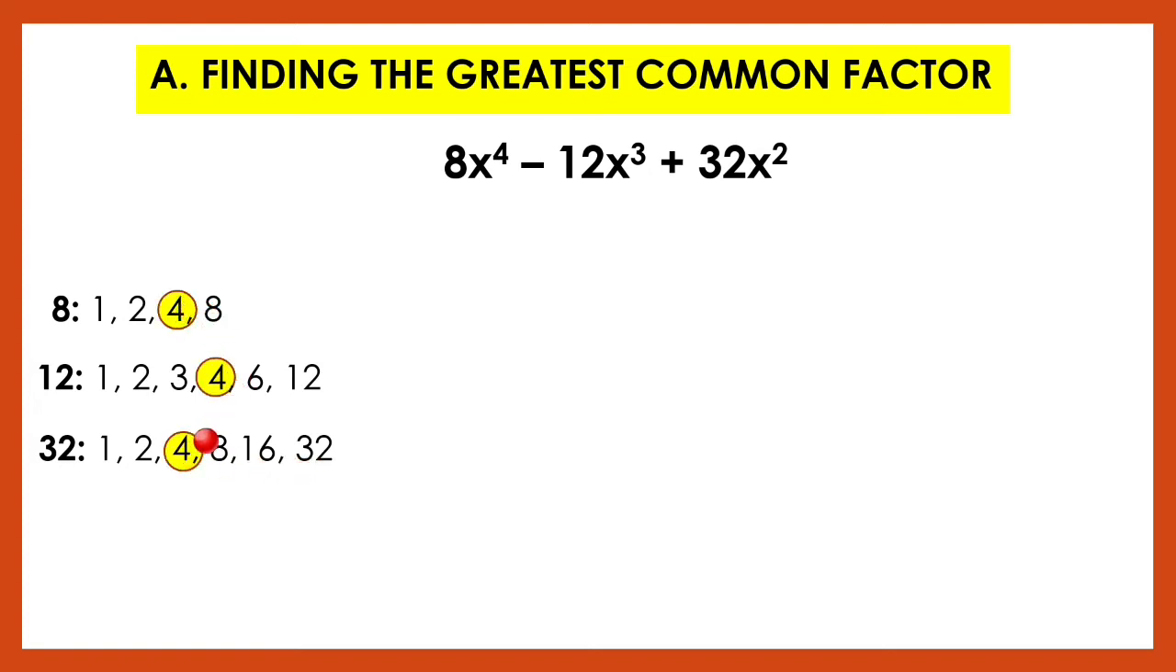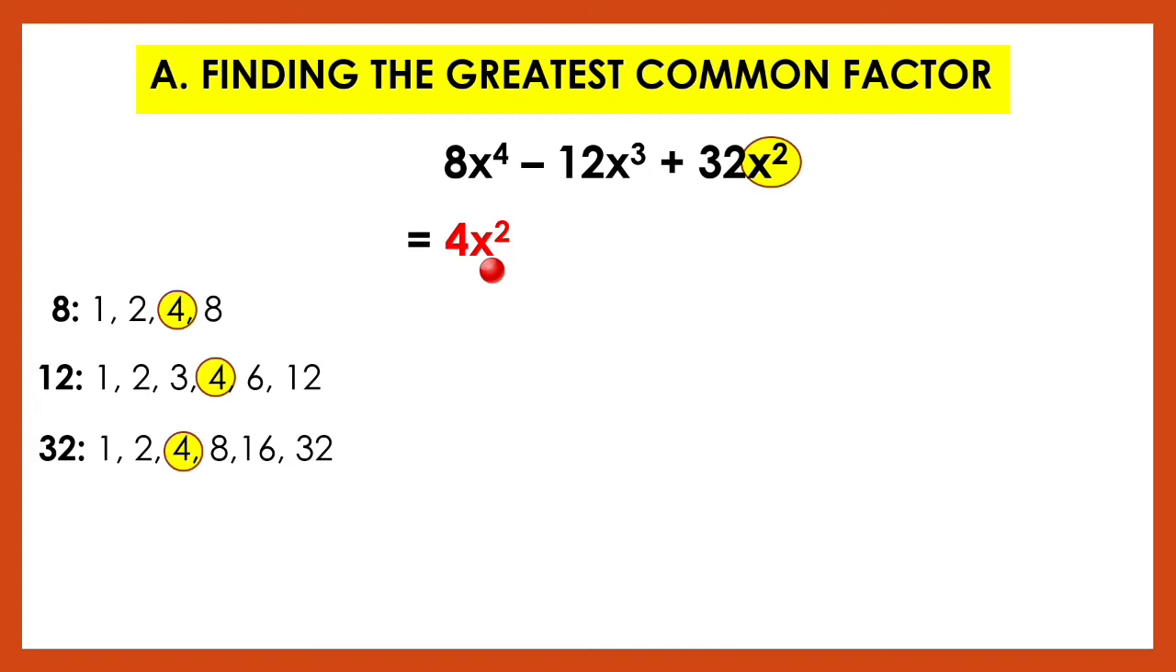So, merong 4 sa bawat number. Ngayon naman, sa variable naman, kukunin natin yung greatest common factor. Meron tayong x to the fourth, x cubed, and x squared. Para sa variable, ang kukunin natin ay yung may pinakamababang exponent. We have 4, we have 3, we have 2. So we have x squared. Pagsamahin natin, 4x squared. 4 times x squared is 4x squared. Ibig sabihin, ito yung ating greatest common factor.